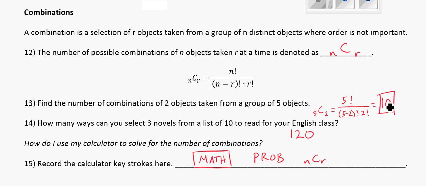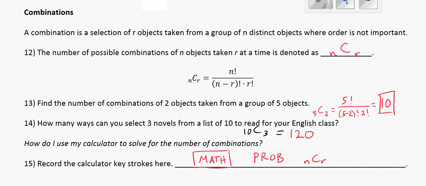How many ways can you select 3 novels from a list of 10? Well, same thing, that's 10C3. And you can use your calculator to do this, similar to the way we found permutations. Hit the math key, then go and select the probability menu, and the third option down is nCr. Then all you have to do is type in 10 and 3 in the blanks provided, hit enter, and you'll get your solution.